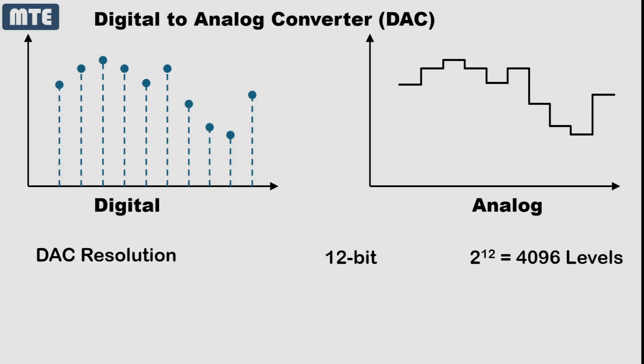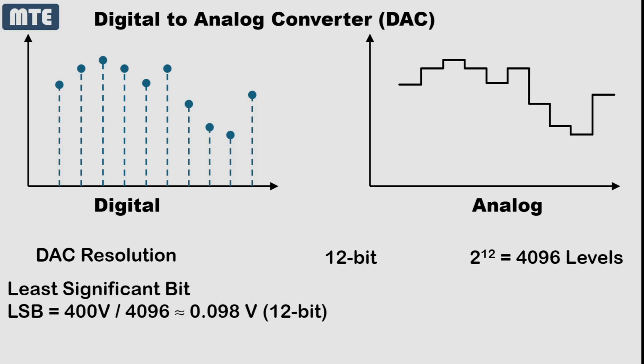If we are using a 12-bit DAC to control a 0 to 400 volt output, the smallest step of the voltage, also known as the least significant bit, would be 0.098 volt. This means the DAC can adjust the voltage output in increments of approximately 98 millivolts, providing fine control over the output signal. Similarly, if we used an 8-bit DAC for the same 0 to 400 volt range, the resolution would be much lower, 1.56 volt. This highlights how a higher resolution DAC enables much finer control over the analog output.